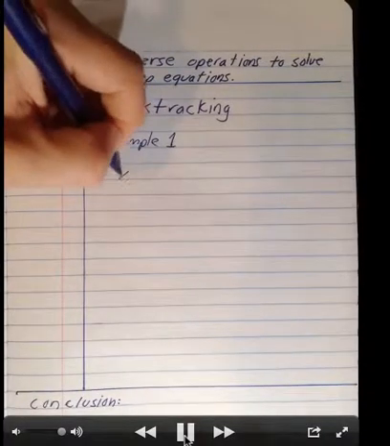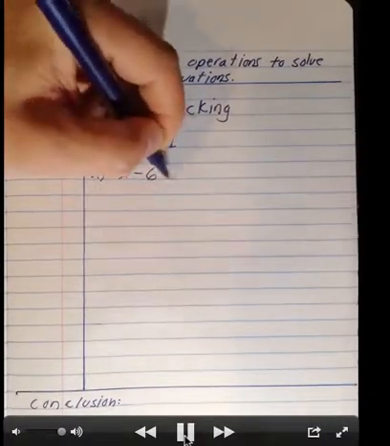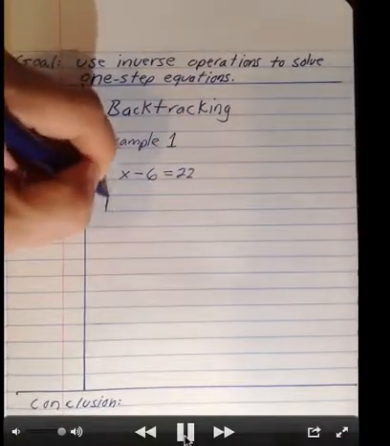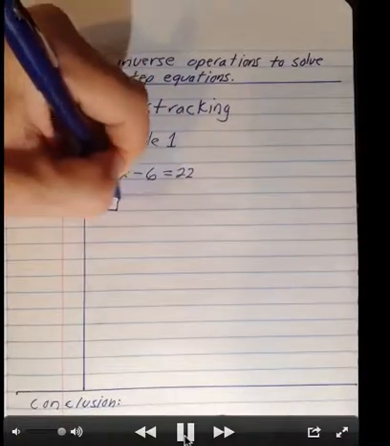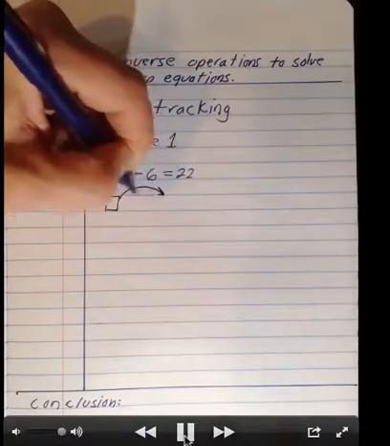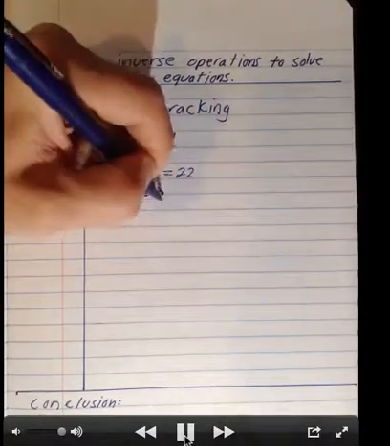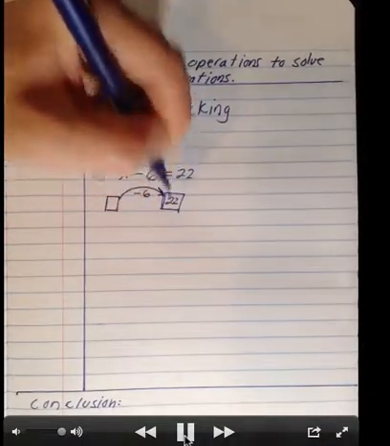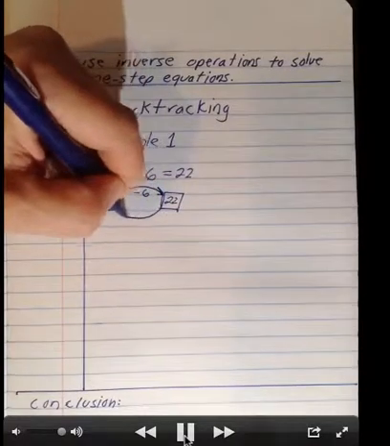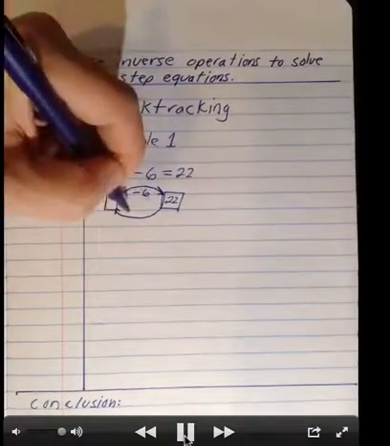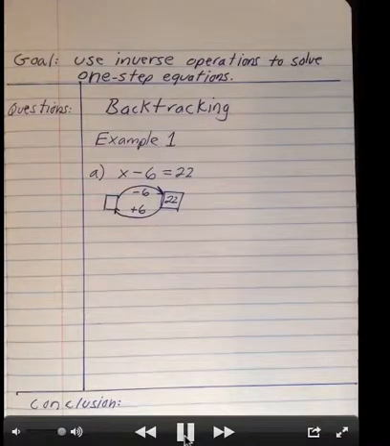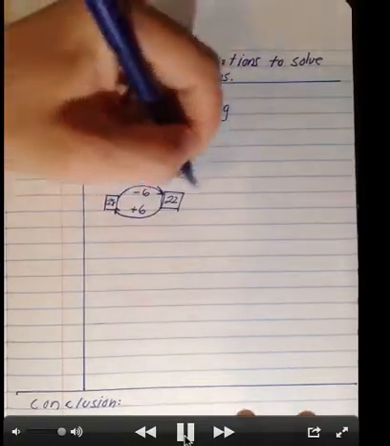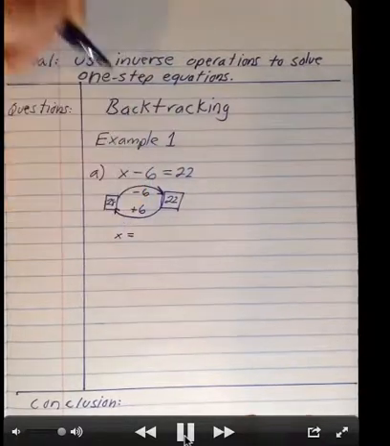Example 1a, we're going to solve the equation x minus 6 equals 22. So we start with a box, which represents x, and then something happened to that x. It was subtracted by 6, and it became a new number. That new number was 22. So we backtrack and do the opposite of subtracting 6. We add 6. So 22 plus 6 is 28. So x equals 28.